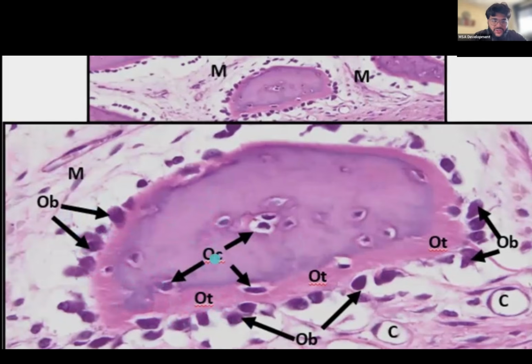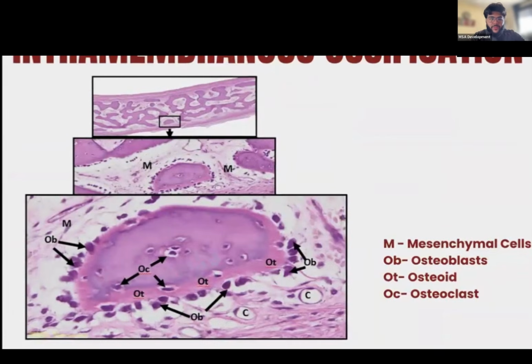And then you have osteoclasts, which are your bone resorption cells, which basically break down your bone and are responsible for remodeling your bone, etc. You guys probably took this in histology already, so I won't go into too much depth.